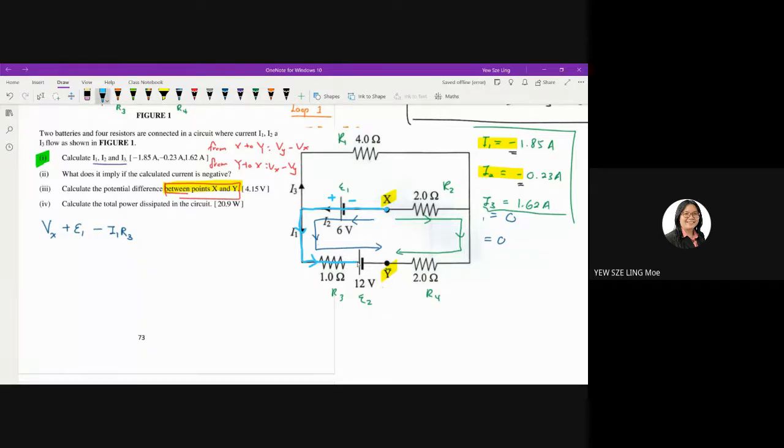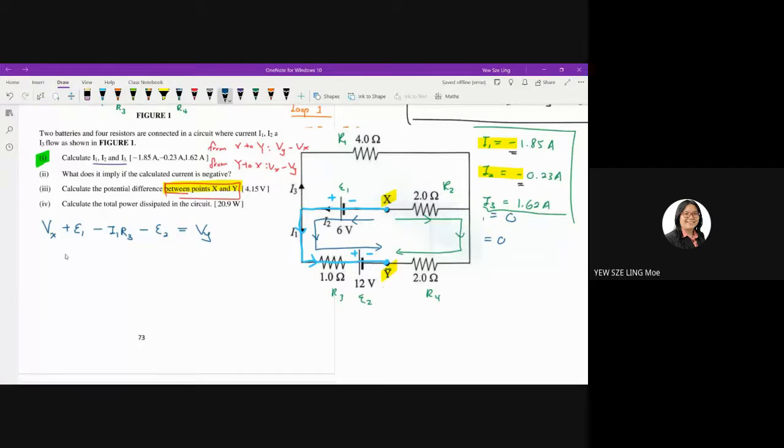And as I pass through the EMF2, now I'm traveling from higher potential towards lower potential. So this is a negative EMF2. After I pass through this EMF2, I've now come to the final destination, which is Y. So it is equal to Vy.